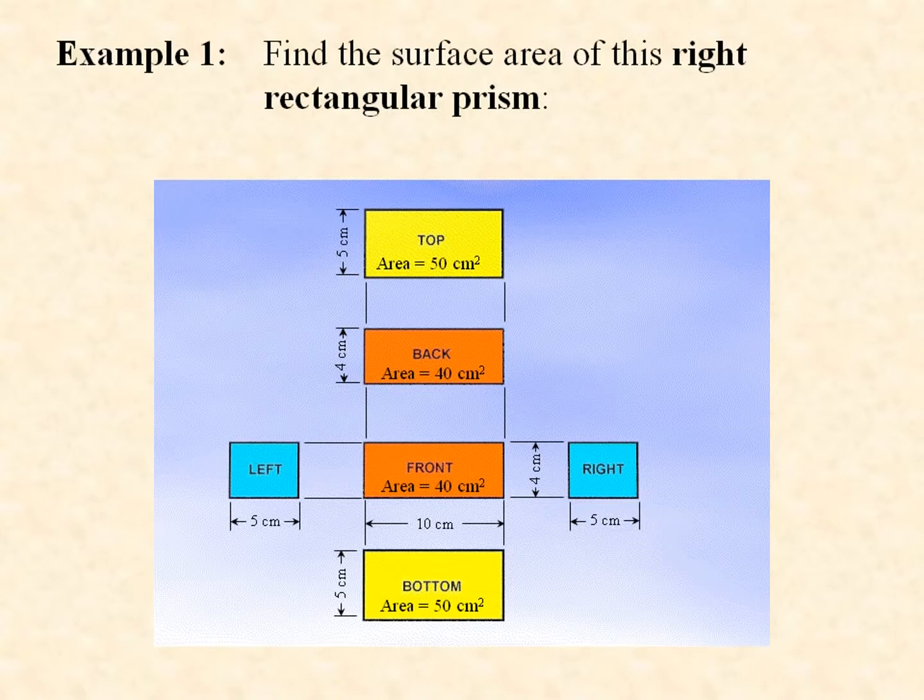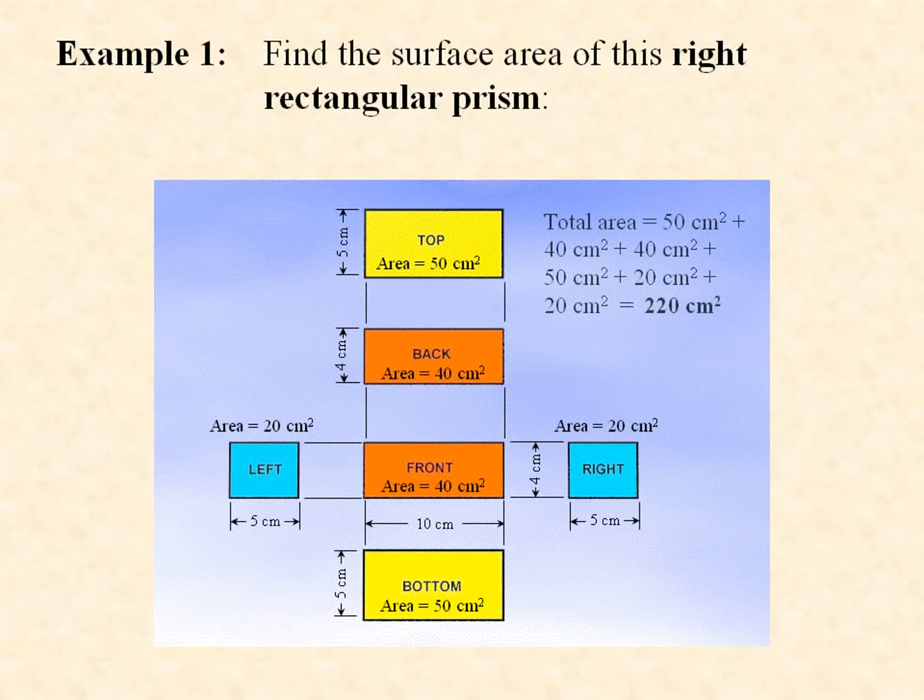The left and the right are the same. The left is 5 centimeters by 4 centimeters. That gives us 20 square centimeters. And the right is the same. That's also 20 square centimeters. So now that we know the areas of all 6 faces, we can add those areas up, and we get 220 square centimeters for the total area of our box.